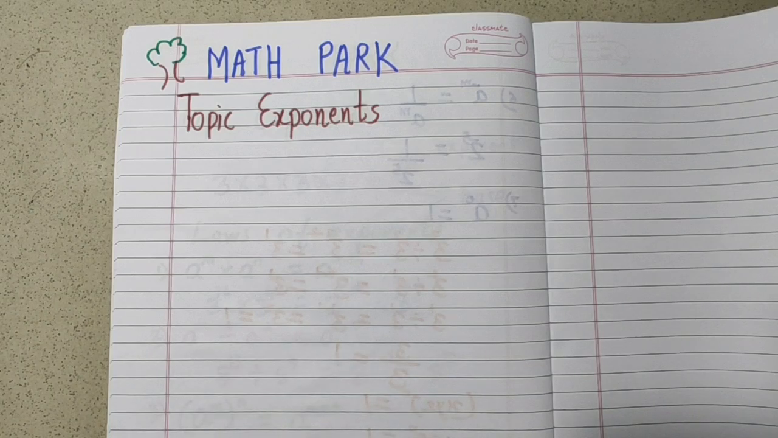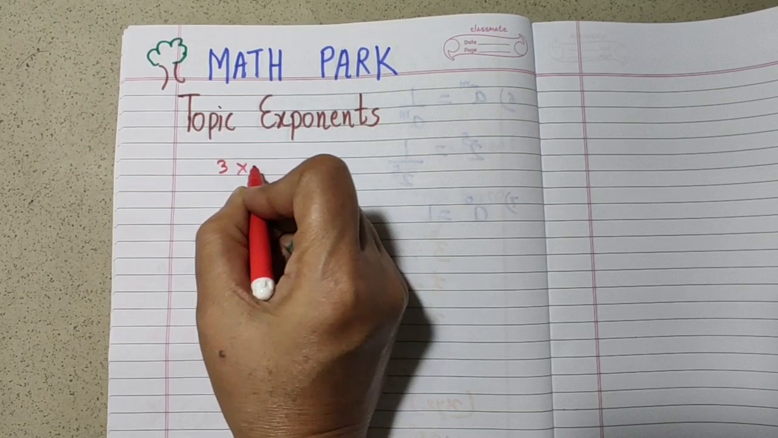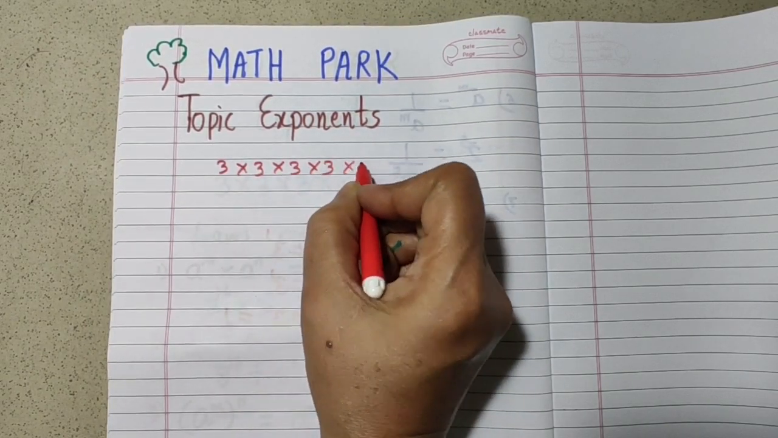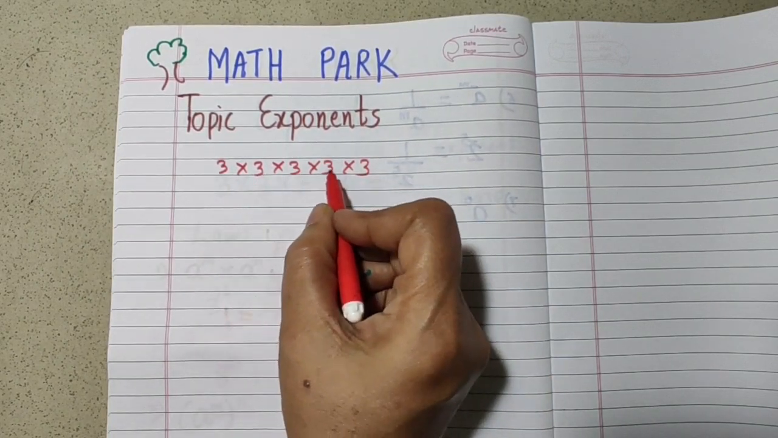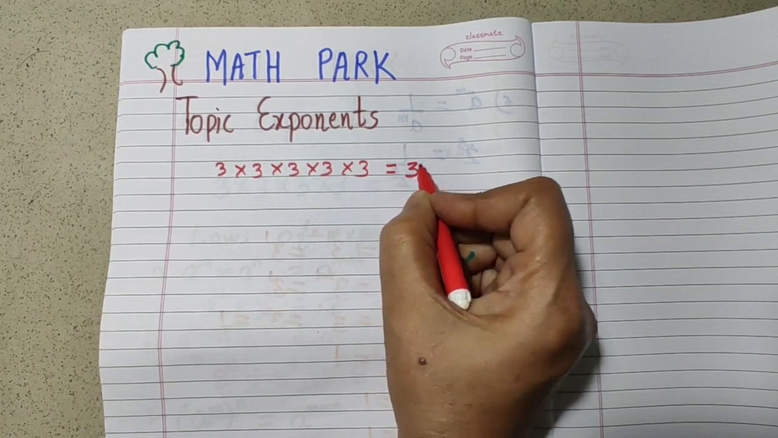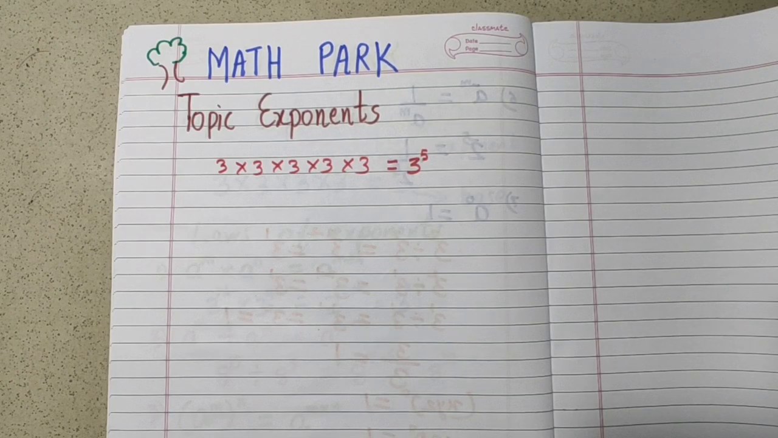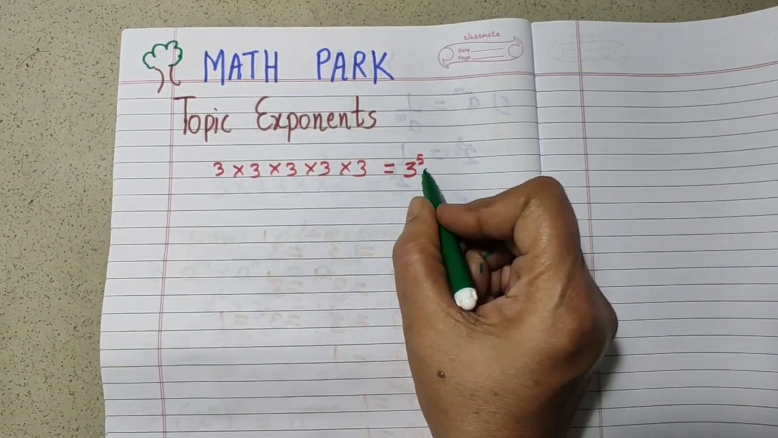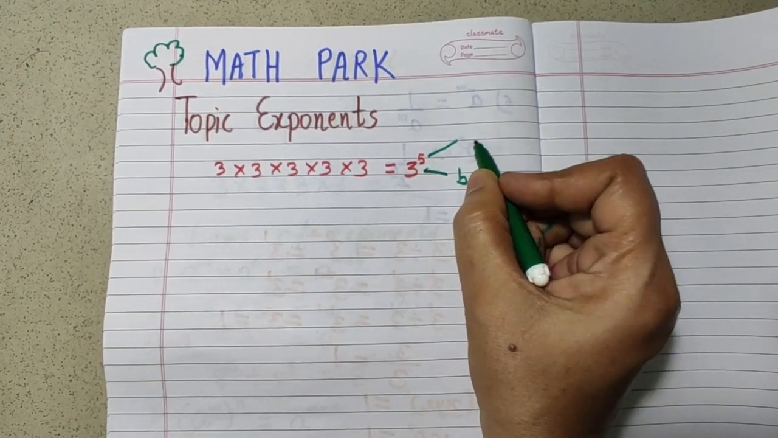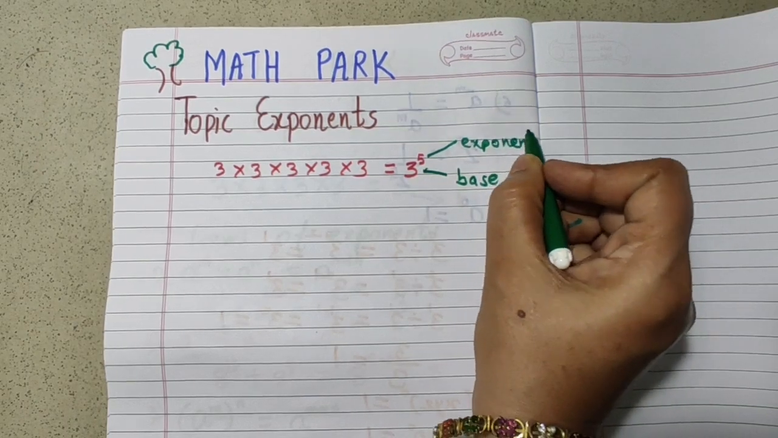So what are exponents? Say for example, I have to write a number 3, and I am multiplying it several times: 3 into 3 into 3... 1, 2, 3, 4, 5. So I multiplied 3 five times. So I can just write 3 and the number of times it is being multiplied, 5, I write up there. So it is 3 to the power 5, where 3 is called a base and the number of times it is being multiplied is called an exponent, index or a power.